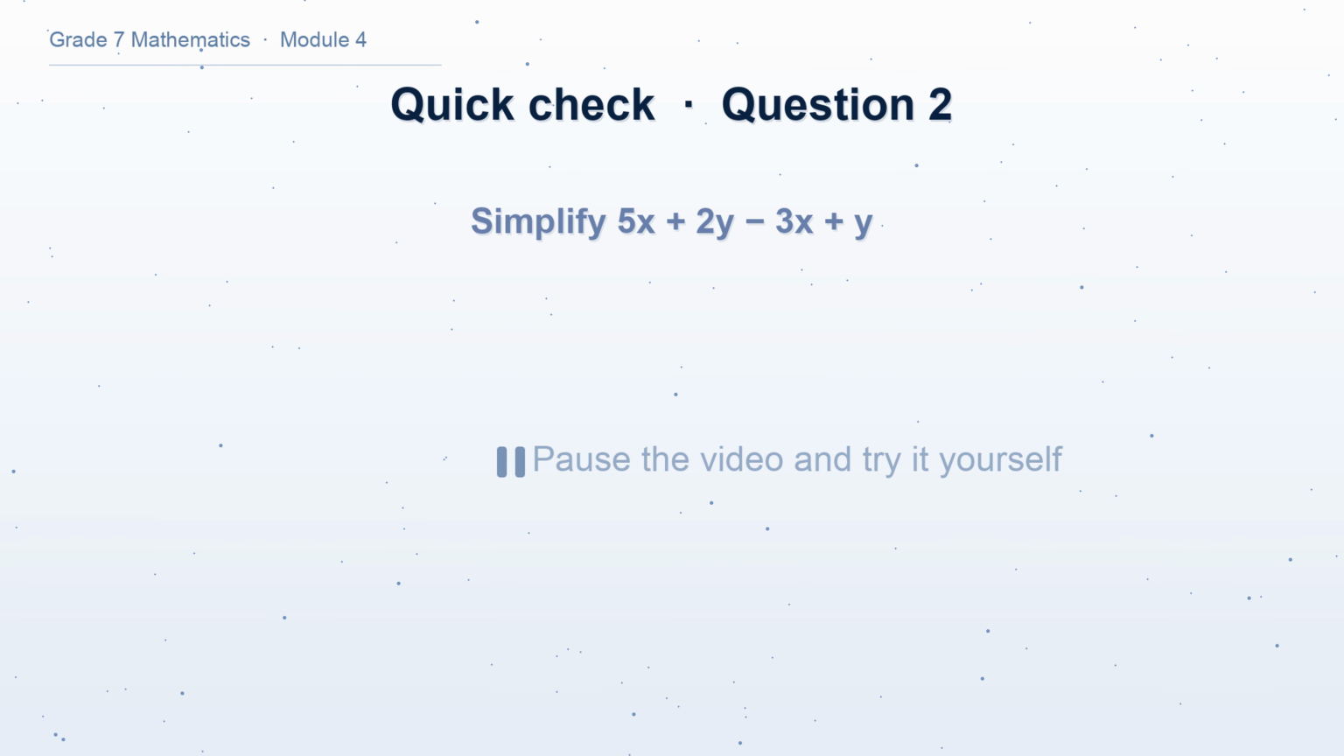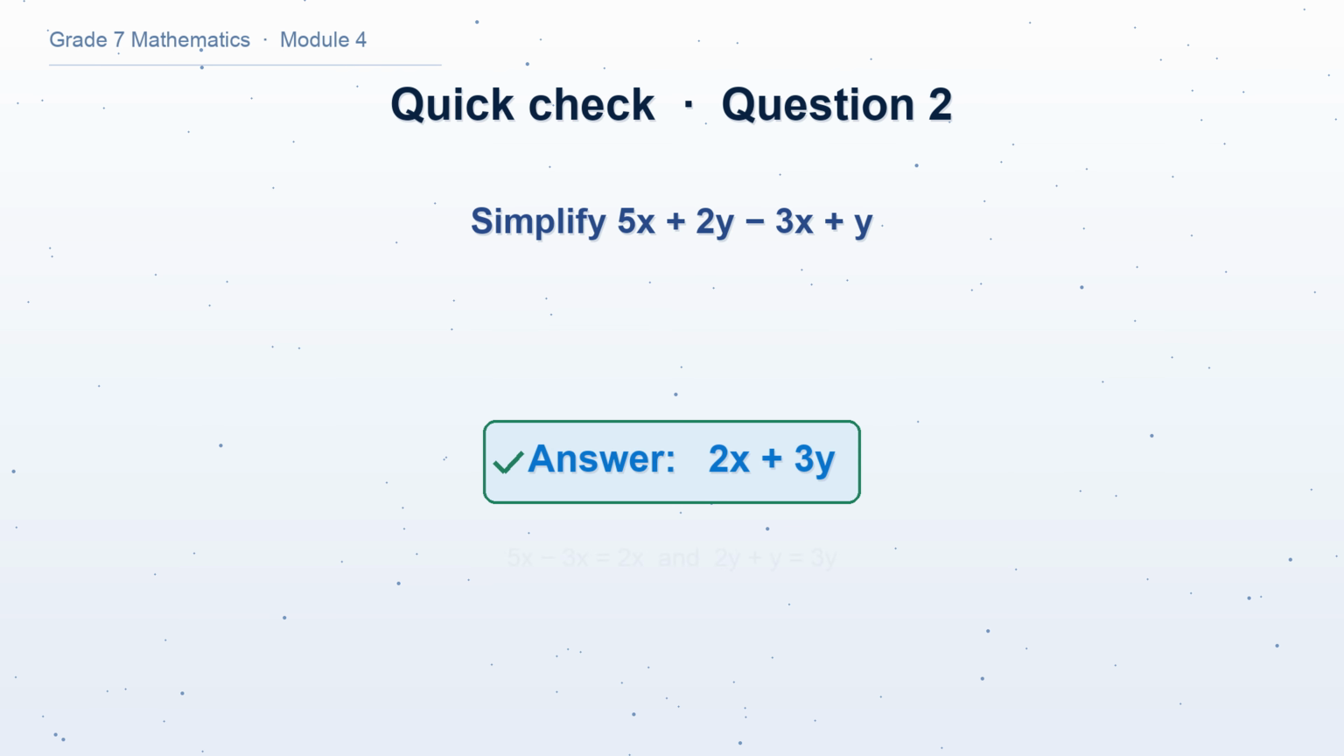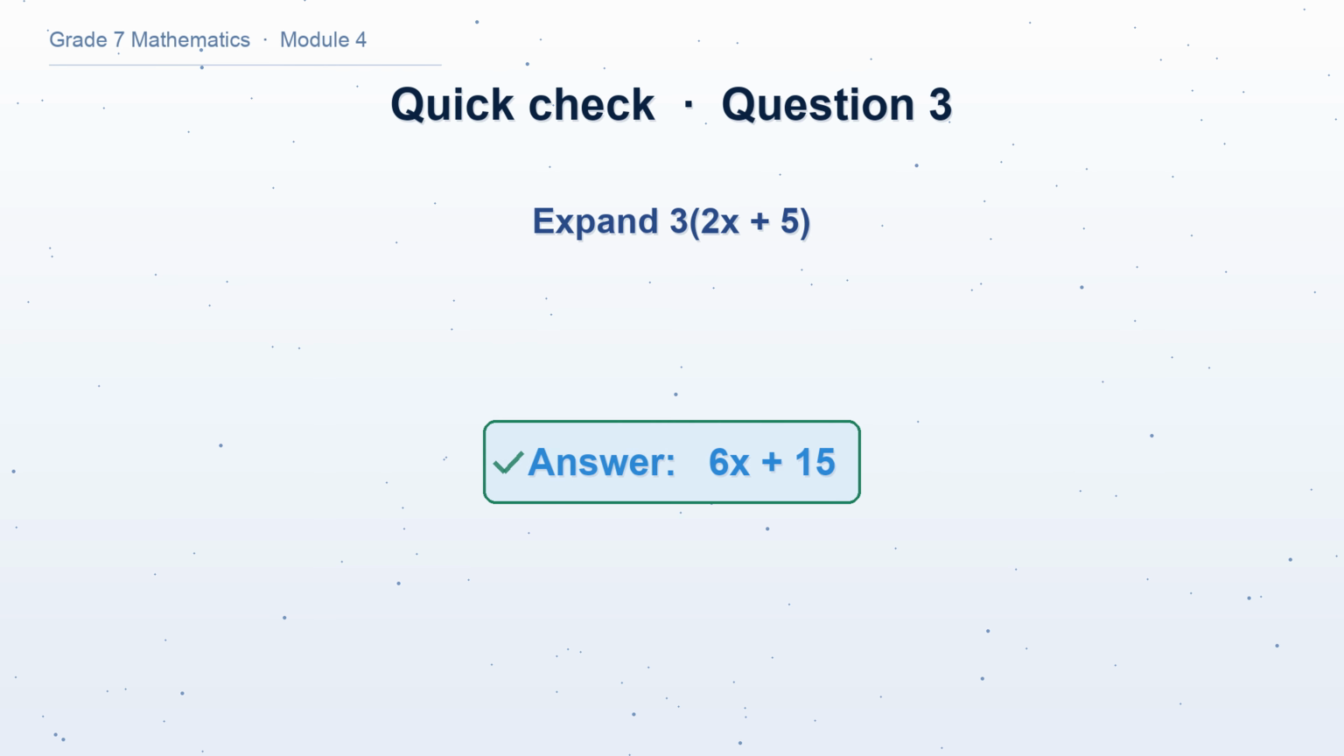Question 2. Simplify 5x plus 2y minus 3x plus y. Collect the x terms. 5x minus 3x is 2x. Collect the y terms. 2y plus y is 3y, so the answer is 2x plus 3y. Last question. Expand 3 times the quantity 2x plus 5. 3 times 2x is 6x. 3 times 5 is 15. So the answer is 6x plus 15.